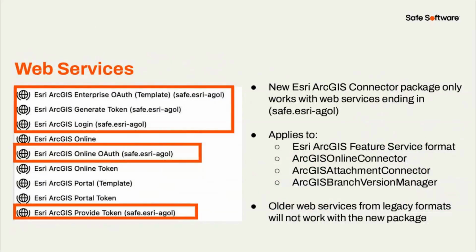But just a note here, we did create new web services for this package, and you can identify which are the new web services, because if you look at your web services dialog, they'll all end in safe.esri-eagle. So this applies to everything, whether you're using the format, the ArcGIS Online connector, the attachment connector, or the branch version manager.